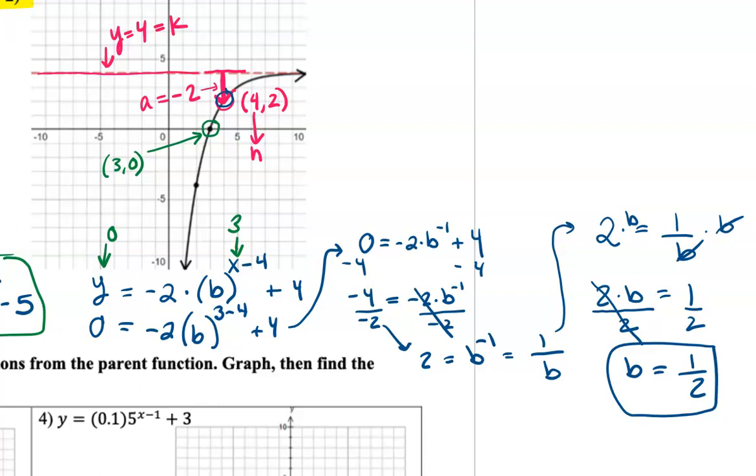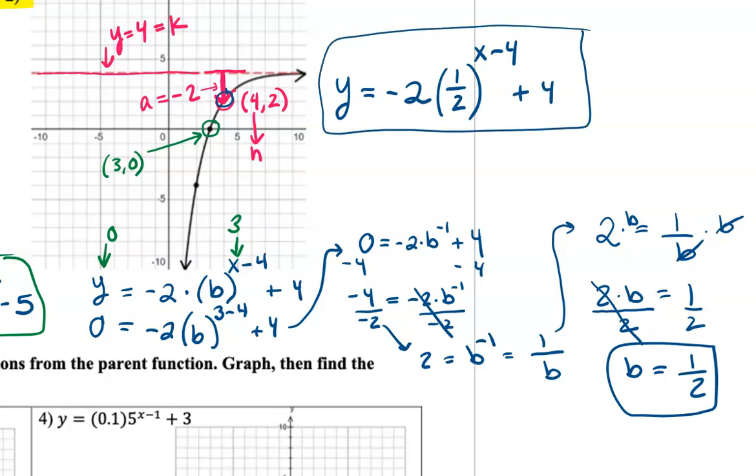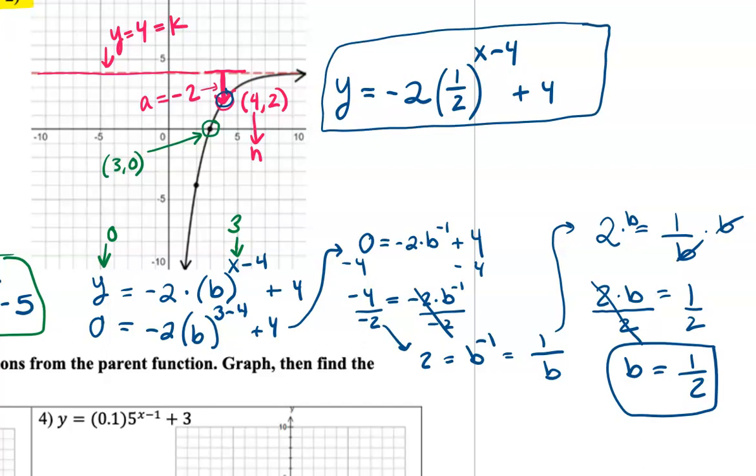So here is how I would write my final answer with everything plugged in. So again, my a value was -2. My base was 1/2. My h was 4, and my k was 4. So this is one possibility for an answer. But there are other options. Because there are other points you could have used for where the h value is, and that would give you a different a value and stuff like that. So here's another possible equation.